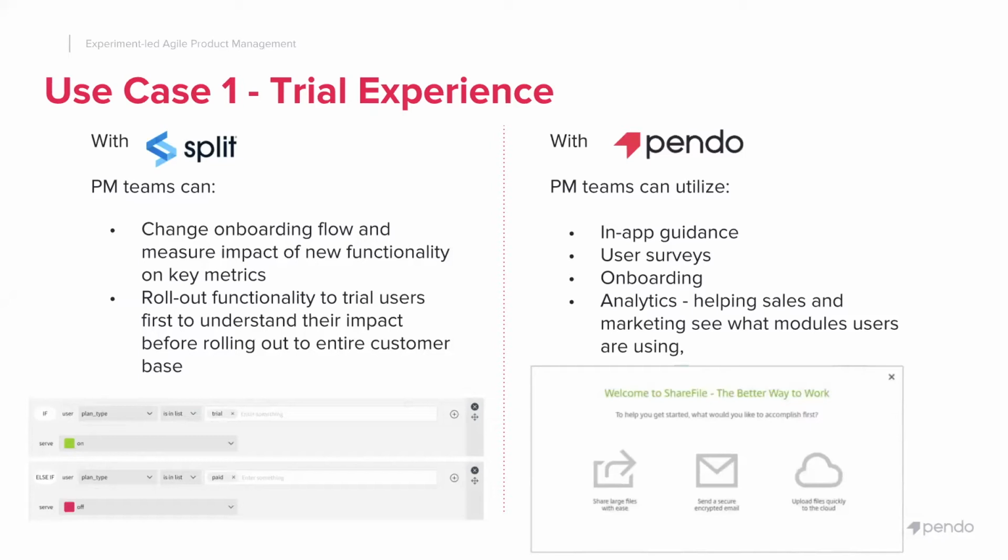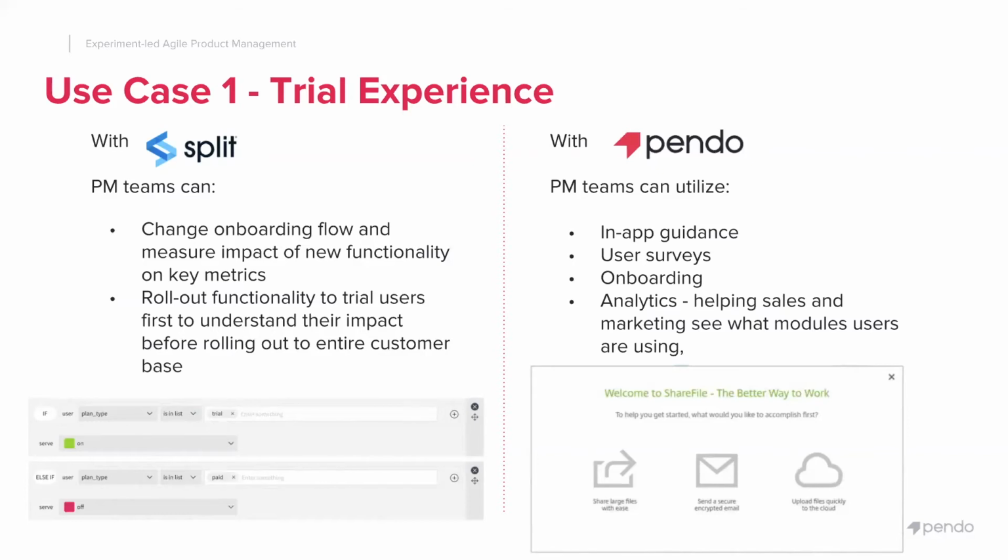The first one is around trial experience. So oftentimes we've seen a lot of our customers and PM teams use our products to essentially alter that onboarding experience. So how do you think about showing a new piece of functionality to, maybe you want to show it just to your trial customers first, or maybe you want to show it just to your paid customers, or maybe you want to show it to 50% of your trial customers.